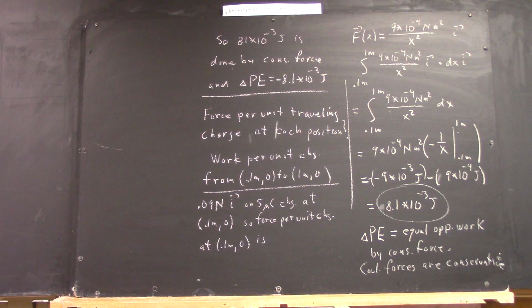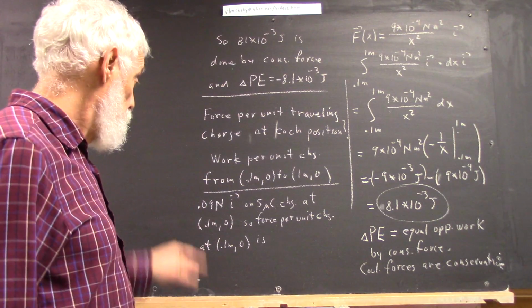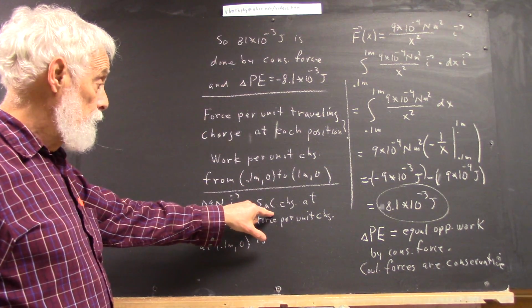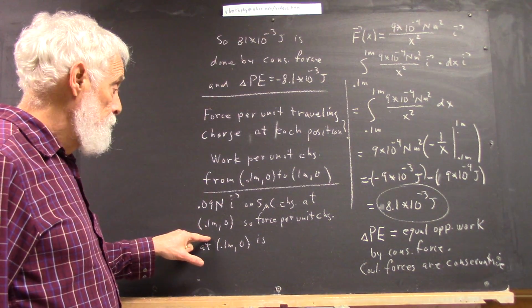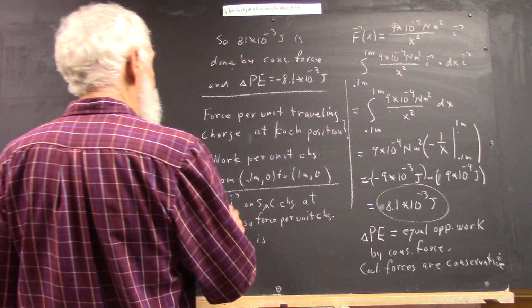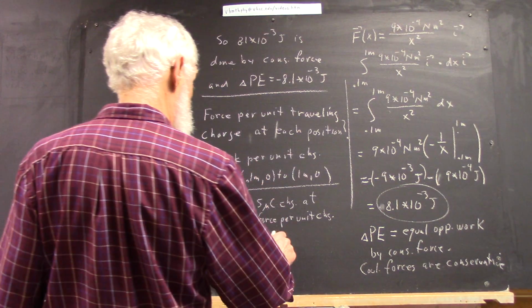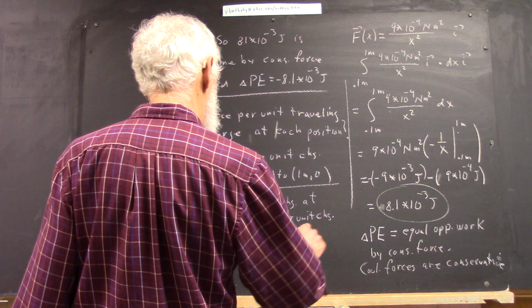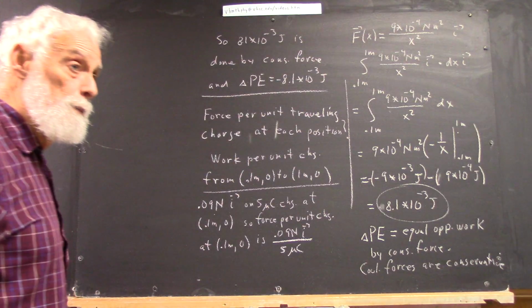Okay, well, hopefully you made sense of the question. But let's just take the first force we calculated, the 0.09 newtons times i on the 5 microcoulomb charge at the 0.1 meter position, right? Well, what's the force per unit charge? Well, it's 0.09 newtons times i on a 5 microcoulomb charge, so the force per unit charge is 0.09 newtons times i divided by 5 microcoulombs, right?